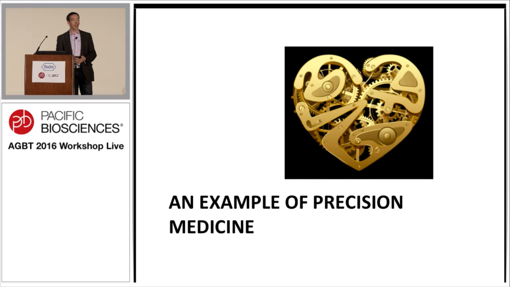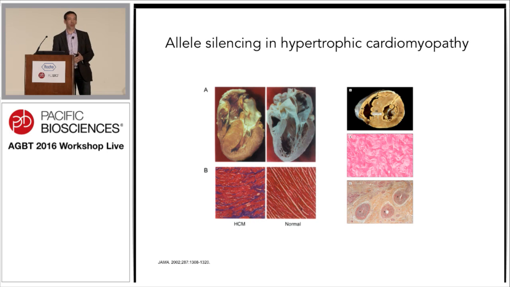So I'd like just to leave you then in the last few minutes with an example of precision medicine in action. This is a particular condition that we focus on in my lab. It's called hypertrophic cardiomyopathy. And you might have heard of hypertrophic cardiomyopathy because it's one of the most common causes of sudden death in young people and athletes.